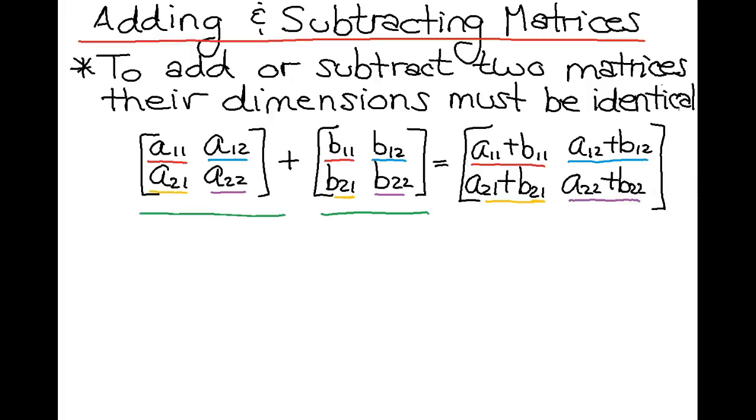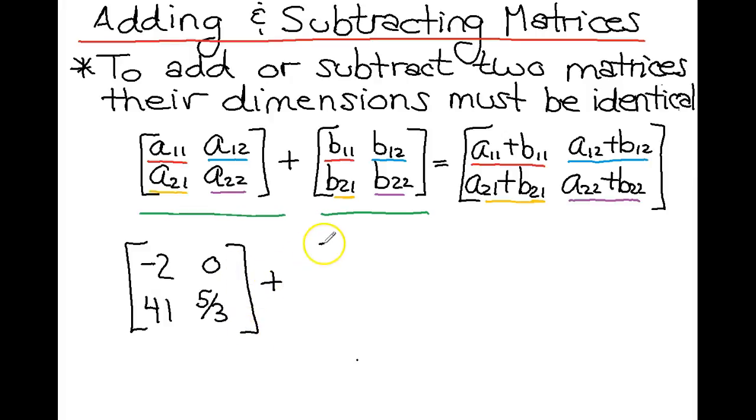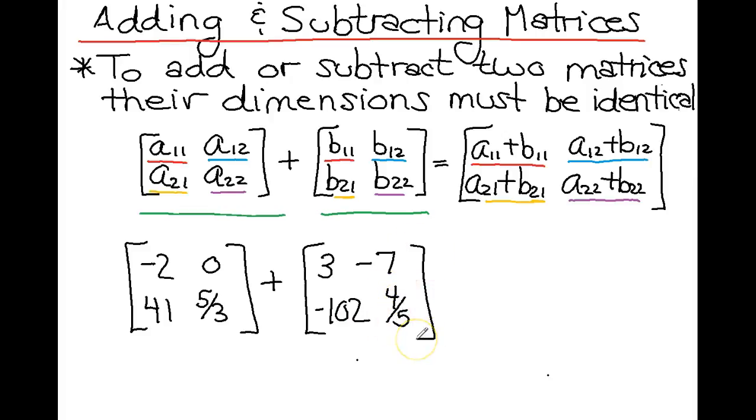All right. So let's actually do an example of how to add matrices. I'm just going to make up an example on the fly, and let's just say we have -2, 0, 41, and 5/3. And we want to add to that a 2 by 2 matrix that has elements 3, -7, -102, and 4/5. How would we do that?